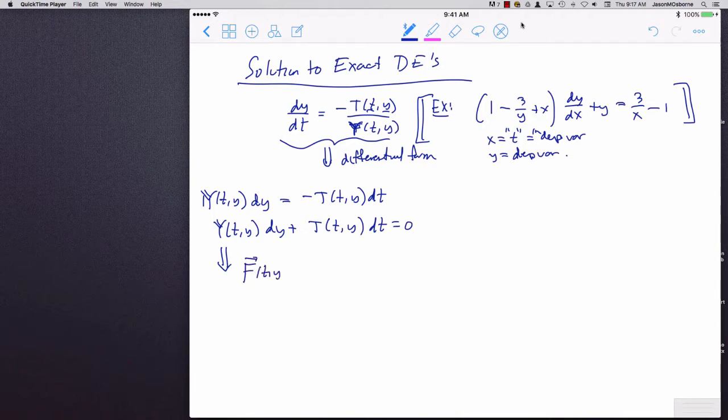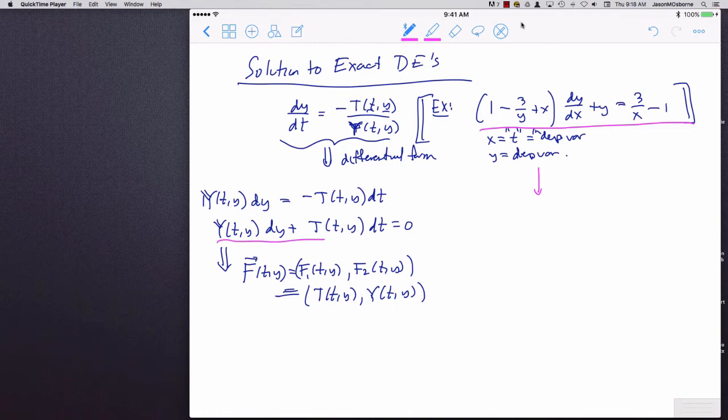Your vector field has a first entry, a function of t and y, and a second entry that also depends on t and y. In this case, the first entry is the function T, and the second entry is the function Y. If we continue working down through this example, we'd have to get this differential equation into this form to then find our vector field. So I will continue down that process.